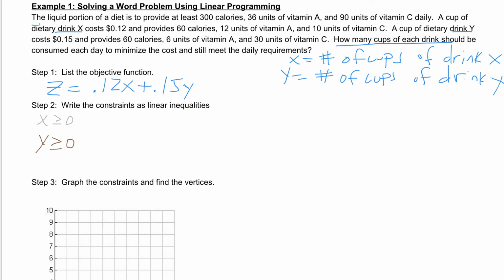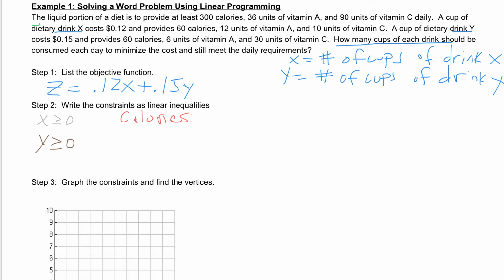Then we're talking about three different things in this problem as we're comparing our drinks. The diet that we have has to have 300 calories, 36 vitamin A units, and 90 units of vitamin C. So each of these different drinks has a different amount of those calories, vitamin A, and vitamin C. So we're going to make a separate inequality for each one of those. So we're going to make one inequality having to do with calories.